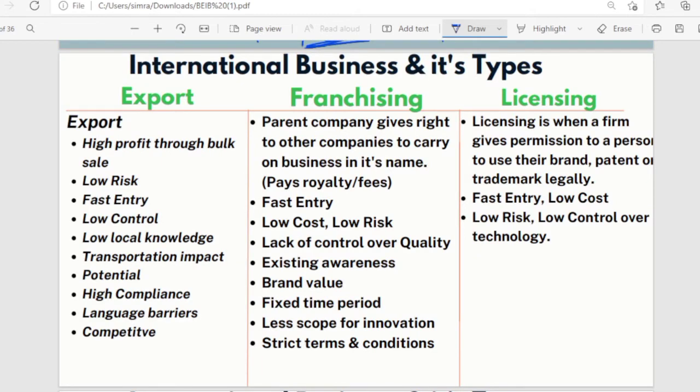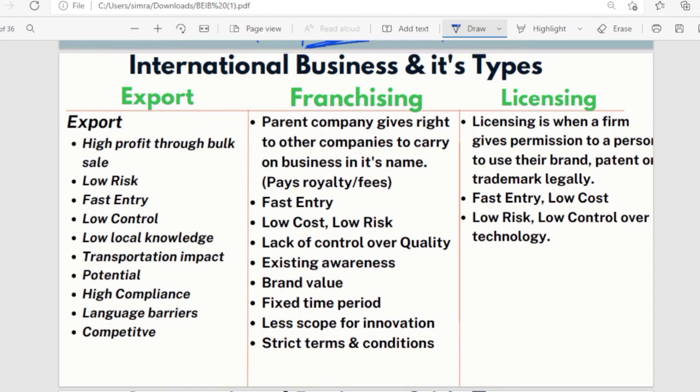International business and its type. Now we'll take a look at how we can enter international business, or how we can start investing internationally. What are the types, what are the modes of running an international business? Basically, what are the modes of entry to an international business?